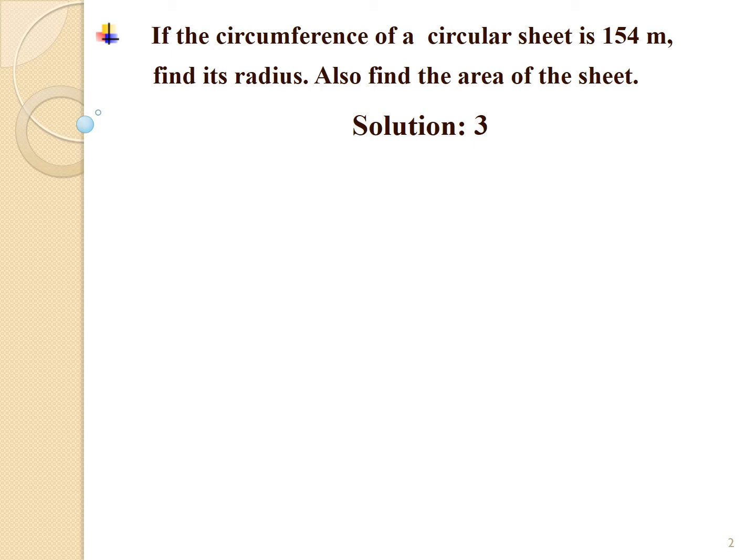Exercise 11.3, question number 3. If the circumference of a circular sheet is 154 meters, find its radius. Also, find the area of the sheet. Students, in this question, circumference of a circular sheet is given to us and we have to find the radius and area of the circular sheet.